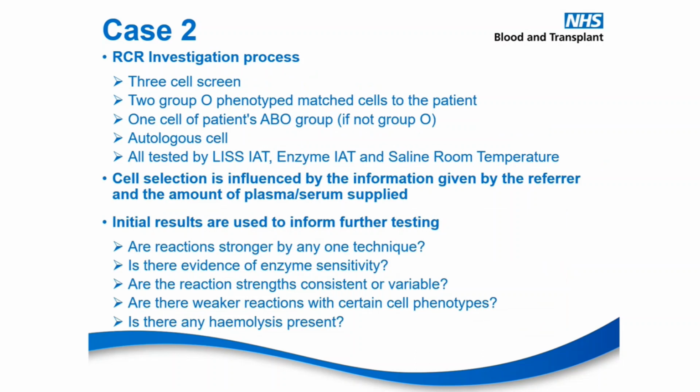So their investigation process: they will initially start off with a three-cell screen, and they'll also test two group O phenotype match cells to the patient, and they'll test a cell which is the same ABO group as the patient if the patient isn't group O. They'll test an autologous cell, and these are all tested by LISS-IAT, enzyme-IAT and saline room temperature techniques.